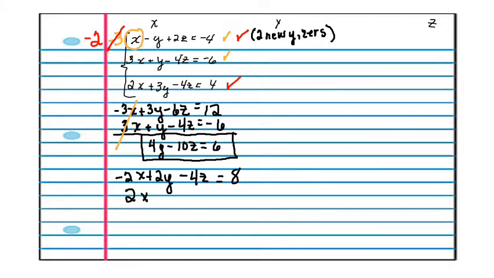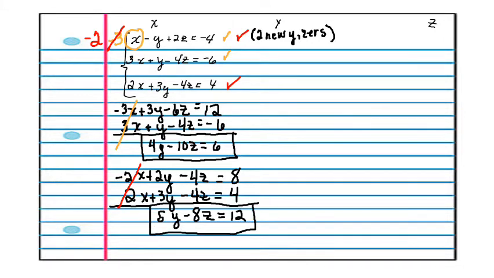Rewriting the bottom one here. Don't have to do anything to it. And again, we're going to combine them together. Whole thing is to get rid of the x's. So I say goodbye. Adding the y's and the z's. So I get a 5y minus the 8z equals a 12. Putting a box around it because I'm going to need it.